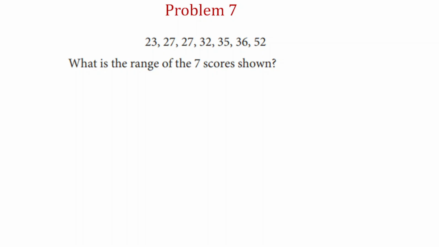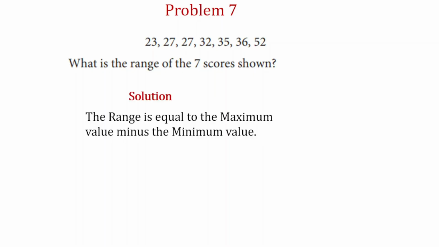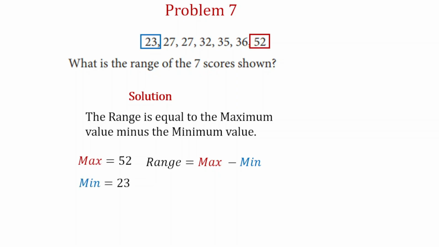Problem 7. What is the range of the 7 scores shown? The range is equal to the maximum value minus the minimum value. Looking at the list, the maximum value is 52, and the minimum value is 23. So the range is 52 minus 23, which equals 29.